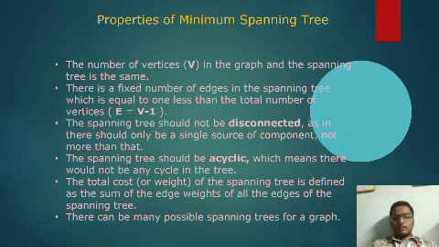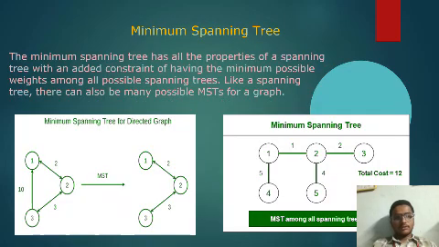The spanning tree should be connected, as in there should be only a single connected component, not more than that. The spanning tree should be acyclic, which means there would not be any cycle in the tree. The total cost of the spanning tree is defined as the sum of the edge weights of all the edges of the spanning tree. There can be many possible spanning trees for a graph.